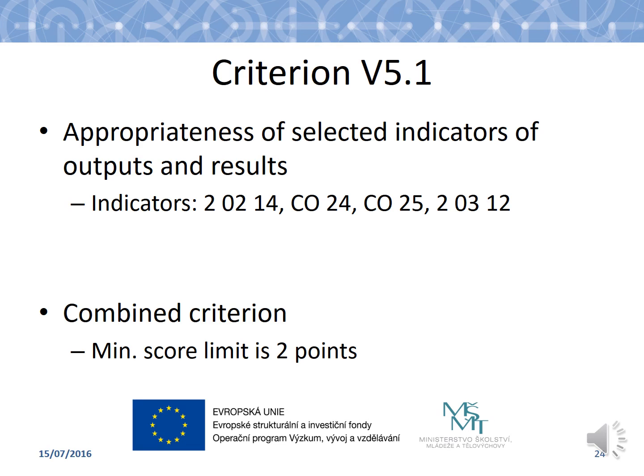Indicator 20312. When evaluating this indicator, it's necessary to follow the principles outlined in the methodological part of the presentation. Criterion B 5.1 is combined criterion. Minimum score limit is 2 points.